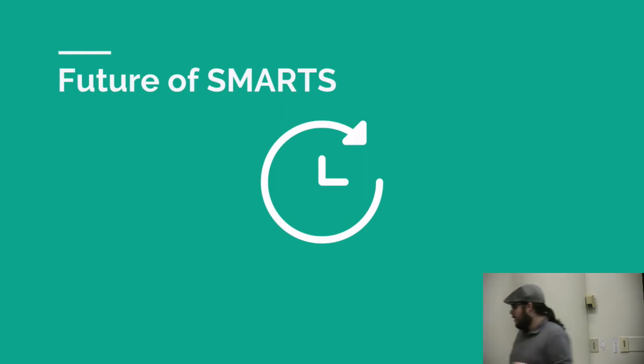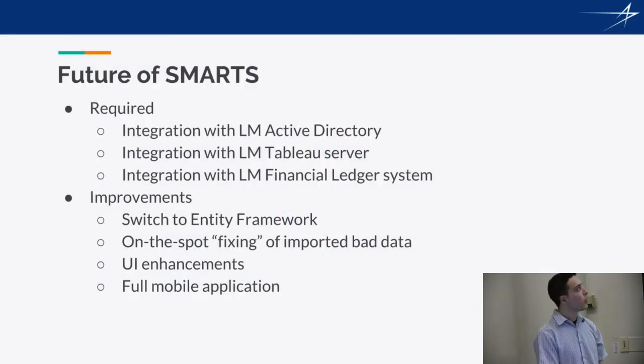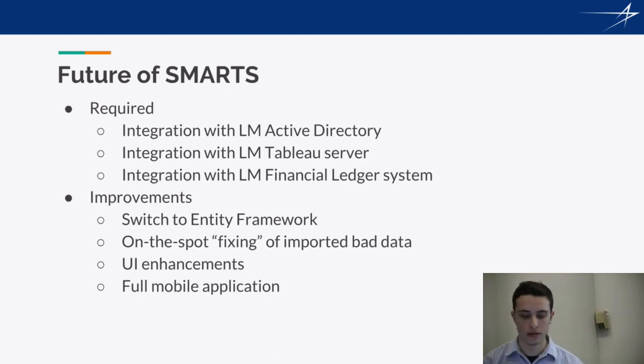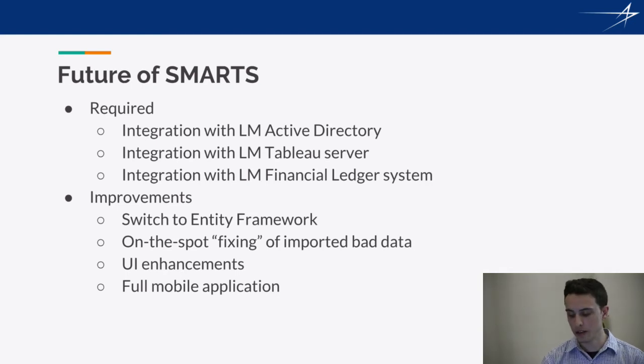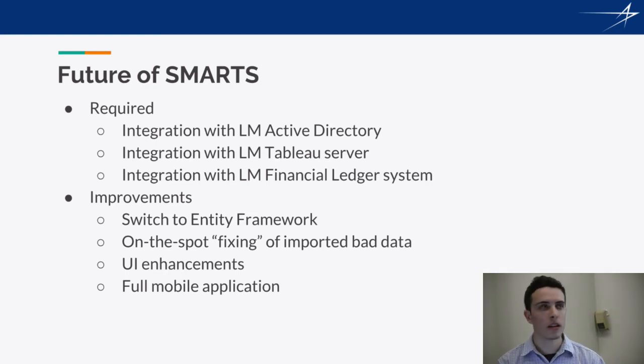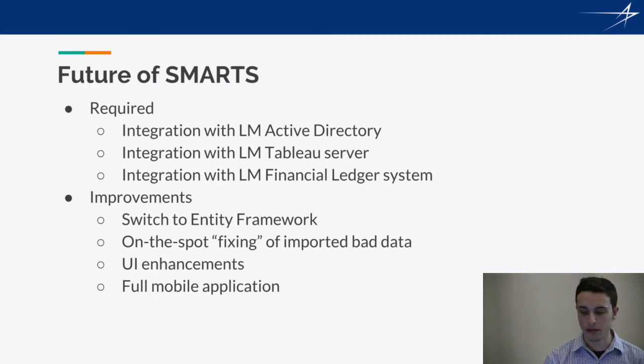Okay, so there's just a few things to cover for the future of SMARTS. Firstly, there are 3 required things that Lockheed Martin is going to have to do when we hand this off to them. One is they're going to have to integrate SMARTS with their own Active Directory and their own Tableau server, as well as integrate with their financial ledger system. These are just things that we didn't have access to for security reasons, so they'll have to take the stubs that we put in place, switch them over, and make small tweaks so that it works with their system.